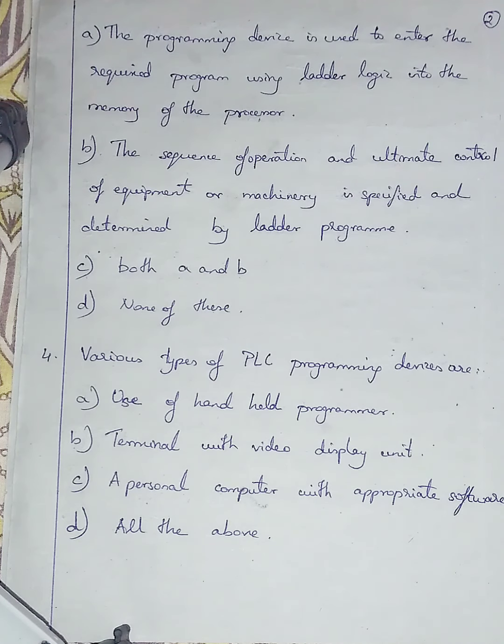Programming device is used to enter a program. You all know that a programming device is used to enter a program. This program is entered by using a ladder logic. Ladder logic is a logic, a way. Ladder means type of a program. Ladder logic into the memory of the processor. You are entering the program using ladder logic in the memory of the processor. This is the job of the programming device. Second is sequence of operation and ultimate control of equipment.